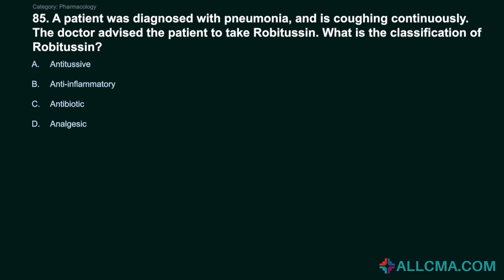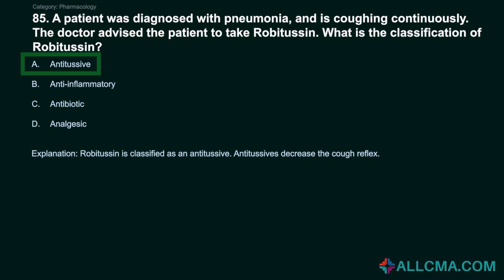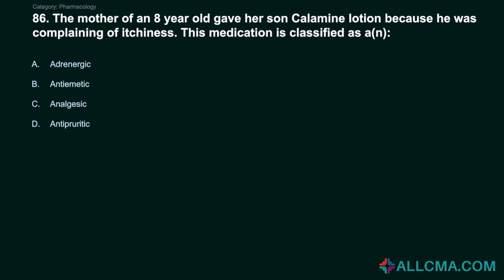85. A patient was diagnosed with pneumonia and is coughing continuously. The doctor advised the patient to take Robitussin. What is the classification of Robitussin? A. Antitussive. B. Anti-inflammatory. C. Antibiotic. D. Analgesic. Correct answer, A. Antitussive. Robitussin is classified as an antitussive. Antitussives decrease the cough reflex.